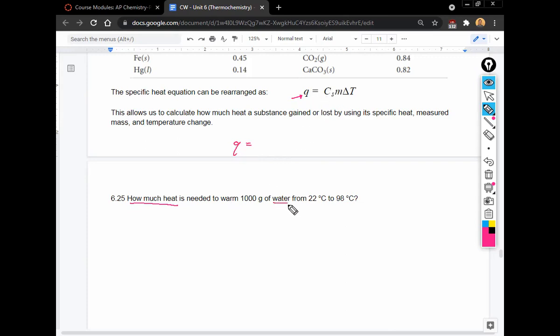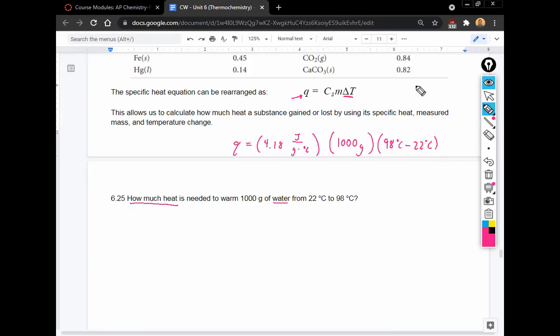If it's water, what's the specific heat of water? Yeah, 4.18, and we said the units are joules per gram, and then it can be either Kelvin or degrees Celsius. Okay, gonna multiply that by the mass, which is 1,000 grams, and then the delta T is the change in temperature, so that would be 98 degrees Celsius minus 22 degrees Celsius.